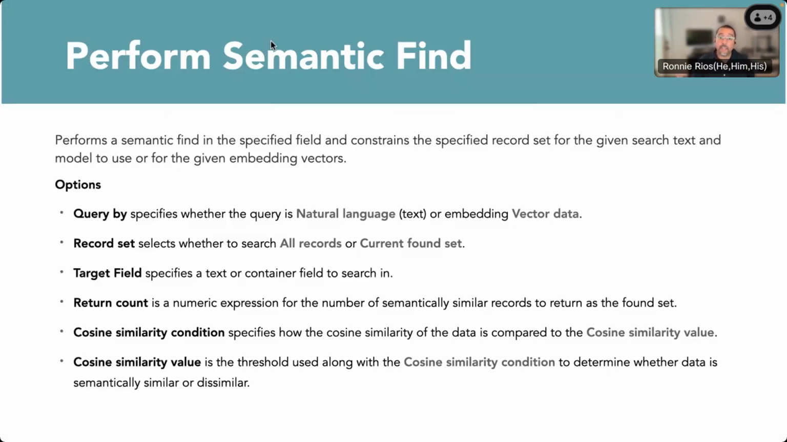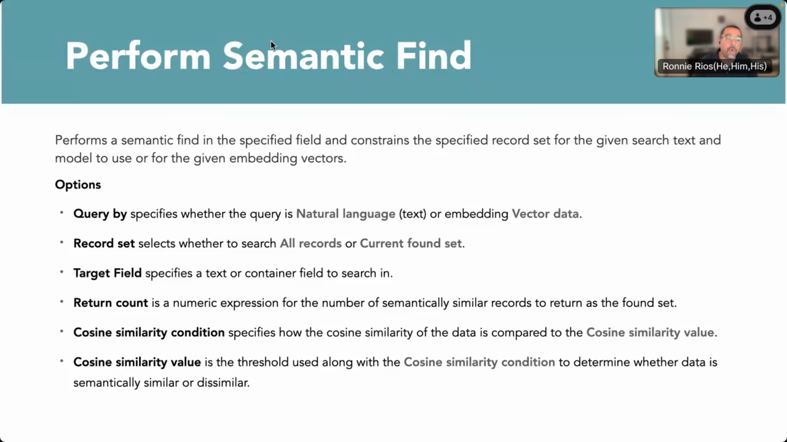So when you're setting up this script step, you've got several options over here. We'll walk through these one at a time. The first one is query by, and query by gives you 2 options. You can query either by natural language, or you can query by vector data. We'll talk a little bit more about this particular option in a second. But again, you can use either text for natural language, or you can use actual vector embeddings. Let's look at the other options first.